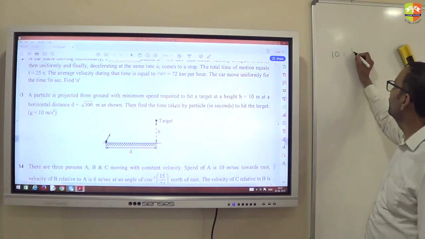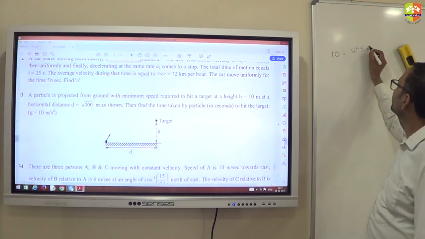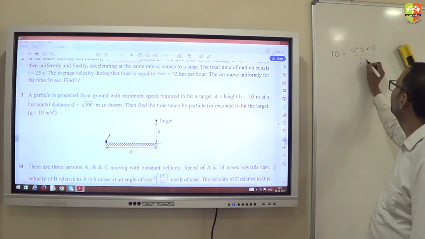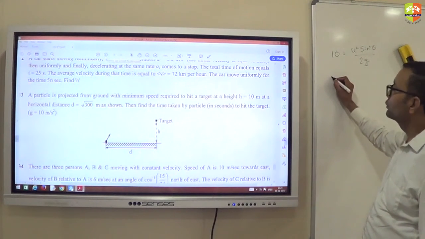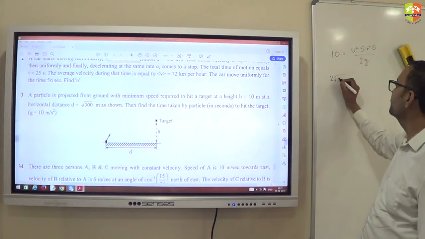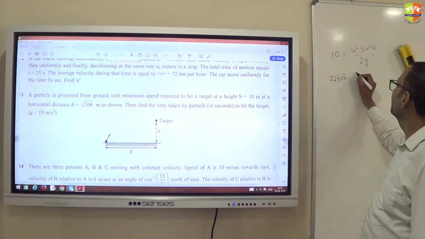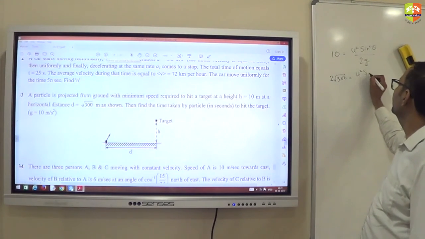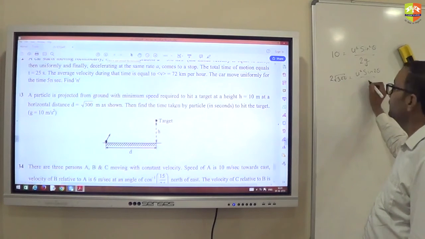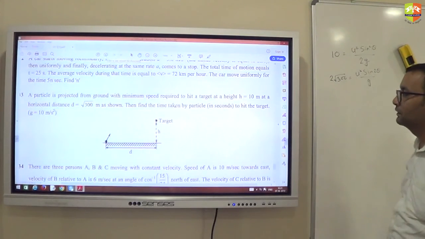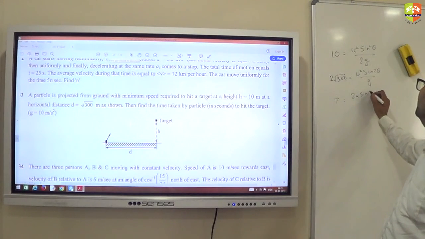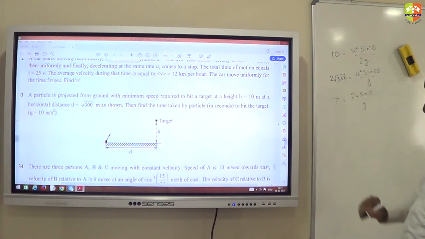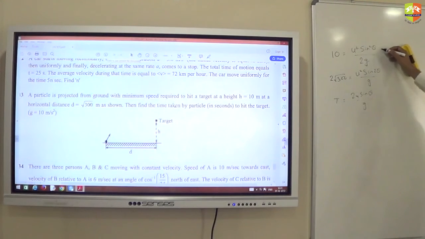So that is your maximum height. H is equal to u squared sine squared theta by 2g, and the distance is d, so 2 times d is the range, which is u squared sine 2 theta by g. Time of flight is 2u sine theta by g. You just have to clear out these.